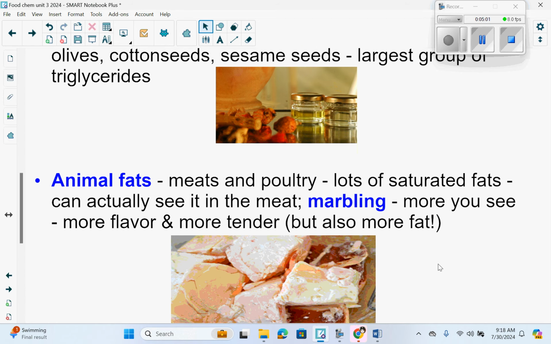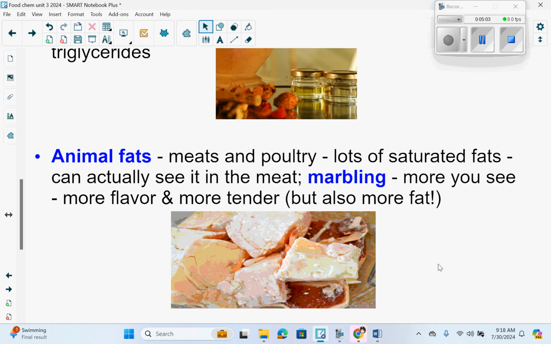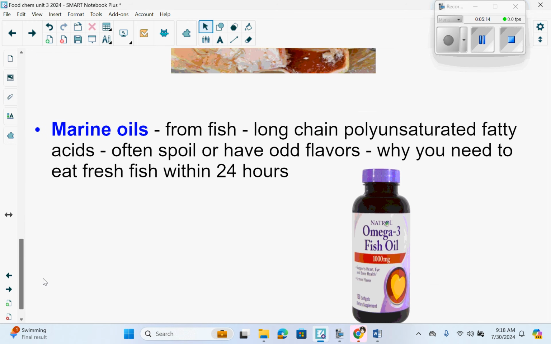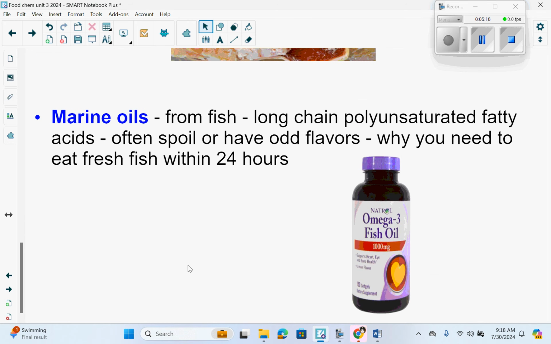Animal fats. Meats and poultry have lots of saturated fats. You can actually see it in the meat. This is the marbling. The more you see, the more flavor and more tender the meat, but also more fat. Marine oils. This is from fish. These oils are long chains of polyunsaturated fatty acids, but they often spoil or have odd flavors, and that's why you need to eat fresh fish within 24 hours.